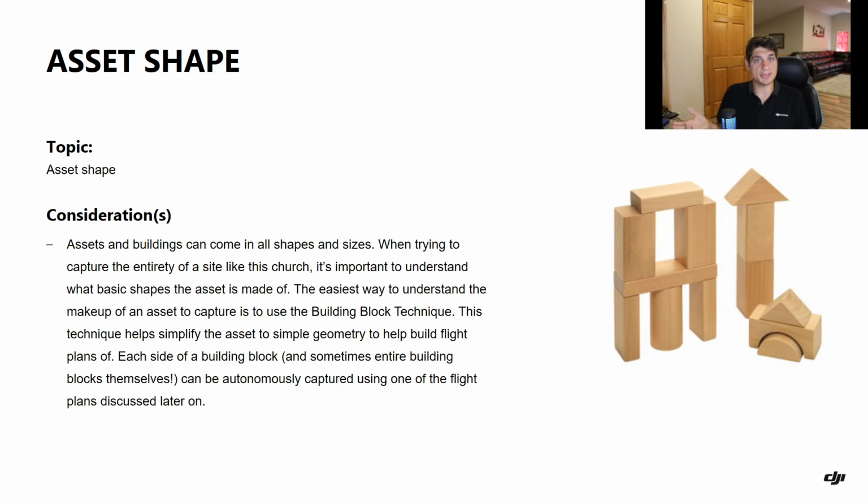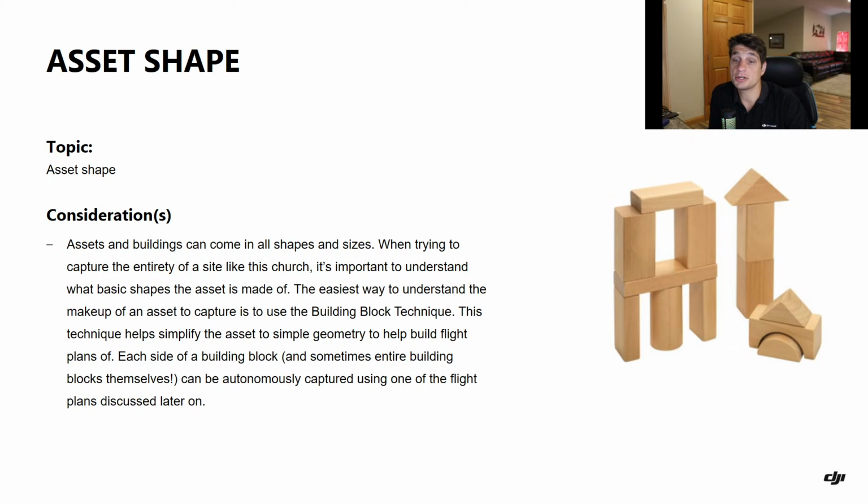Also, let's talk about the asset shape. This also comes up in a number of other videos that I have created, but this can be very important when we're talking about what mission plans should I use. So the topic being asset shape, the considerations being assets and buildings can come in all shapes and sizes. We know that with the church that I've talked about before. We've got this main structure with a very sloped roof with a pier going on the very far north end of the building, so they can be all different sizes and shapes.